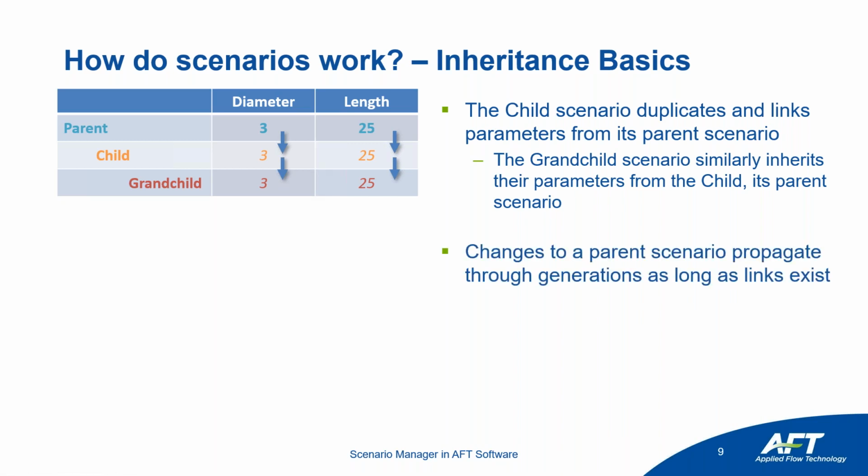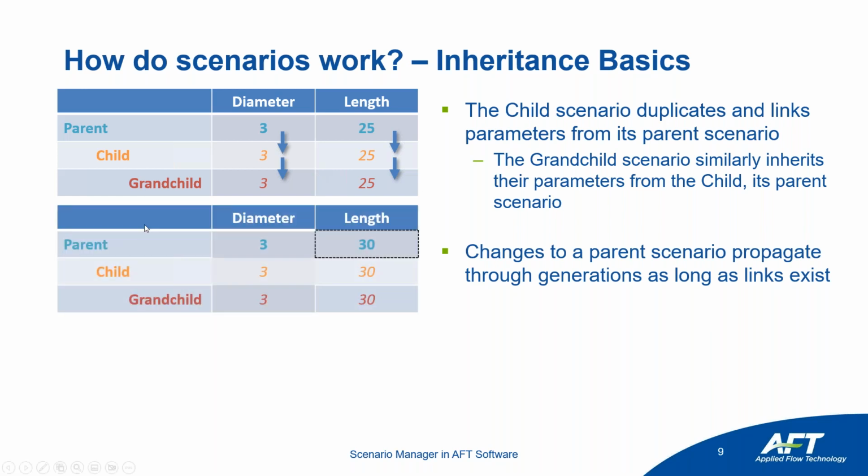So any change to a parent scenario will propagate through the generations as long as links exist. So here in this case, we can imagine if we change the length of the parent scenario to 30, that change will be pushed down to the child and to the grandchild because they're all linked together. Because they're kind of generationally linked, any change to this parent scenario will be pushed down.